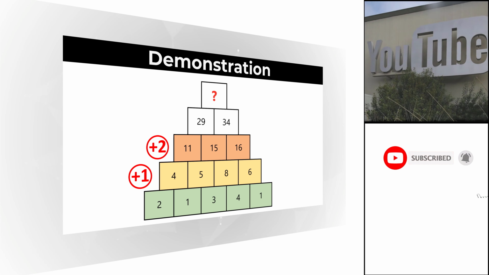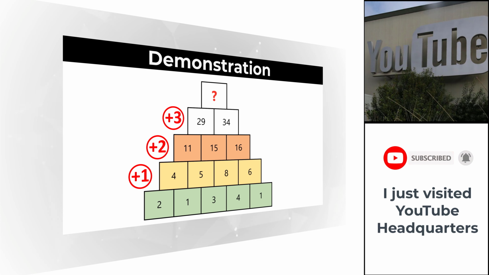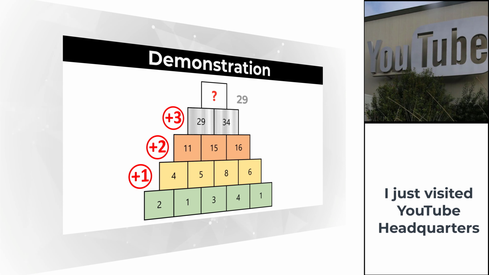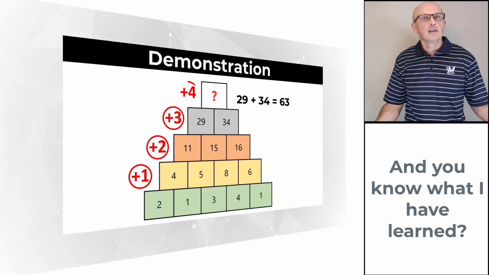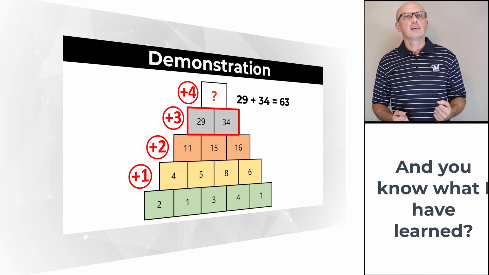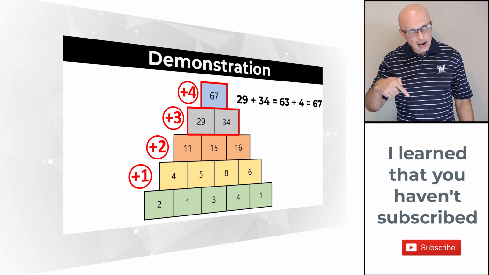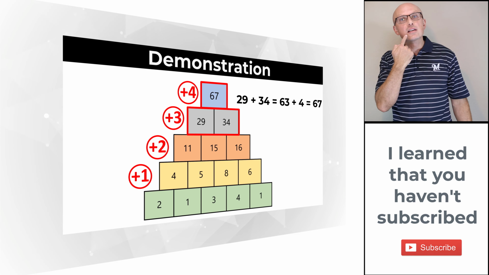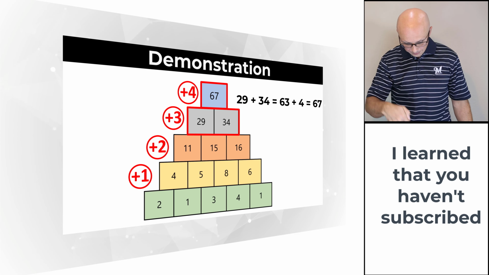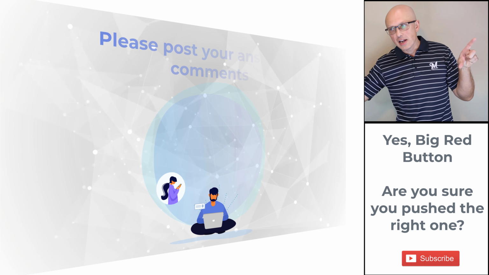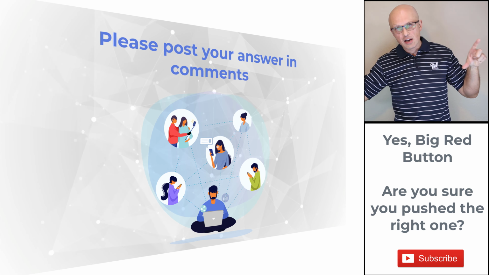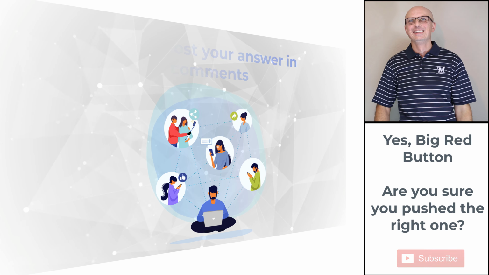Based on this information, the missing value can be calculated as 29 plus 34 plus the value of the increment, which would be plus 4, which equals 63 plus 4, which equals to 67. So the correct choice here is choice C, 67. Hopefully you've nailed this question on your own and now know how to answer similar problems on the test.